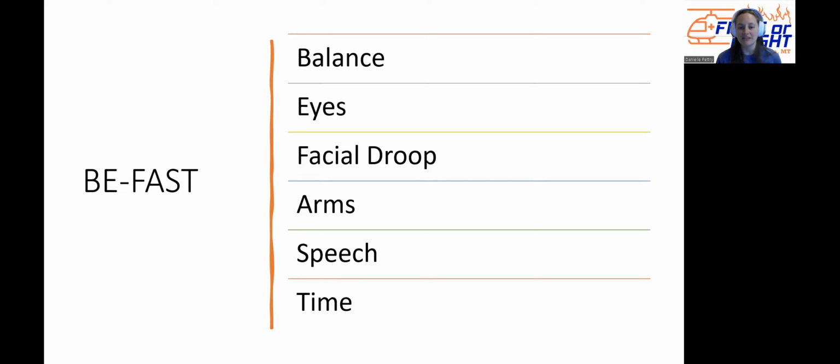But if this sounds kind of like the Cincinnati stroke scale that you may have learned long ago, it is basically the same thing. It's just a lot easier to remember BE FAST rather than the Cincinnati stroke scale, where you have to kind of separately remember those steps. So these are the things you should check for if you think somebody's having a stroke.